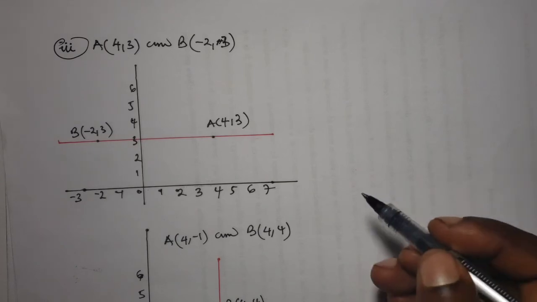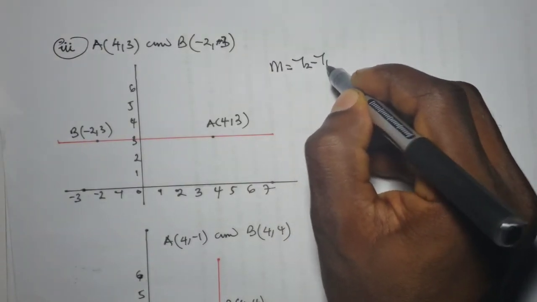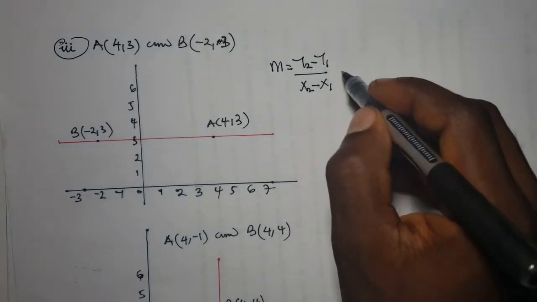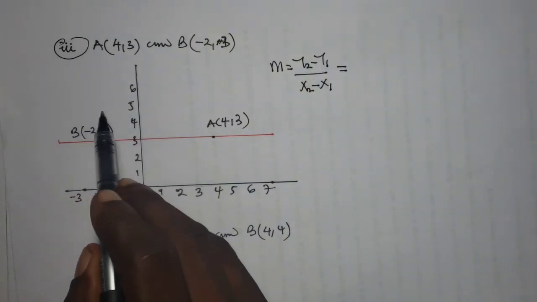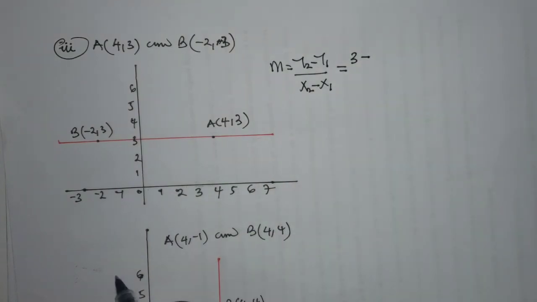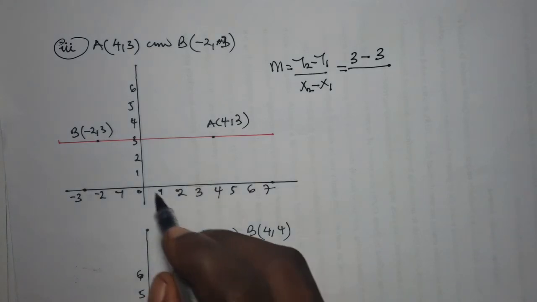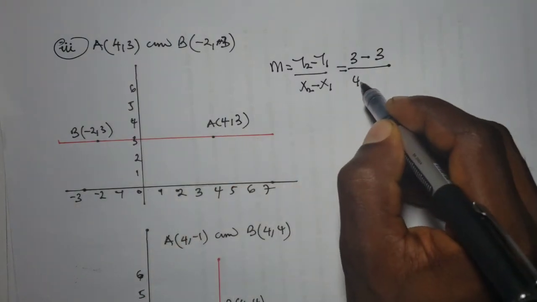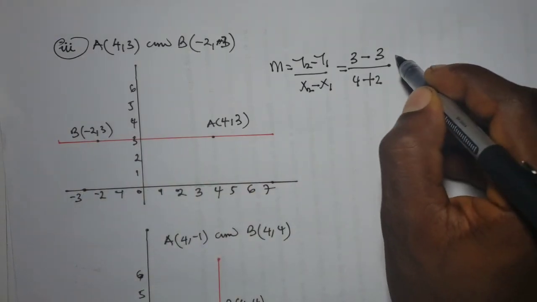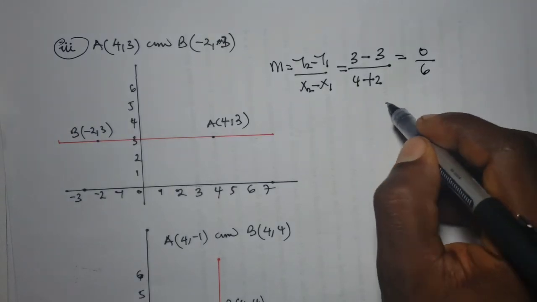All right, let's find the slope and see what happens. So slope again, m, is y2 minus y1 over x2 minus what? Minus x1. This is equal to x1 y1, x2 y2. y2 is 3 minus y1 is 3 all over x2 is 4 minus x1 is negative 2. So that is plus 2. That gives us 0 over 6. And what is 0 over 6? 0 over 6 is what? Is 0.